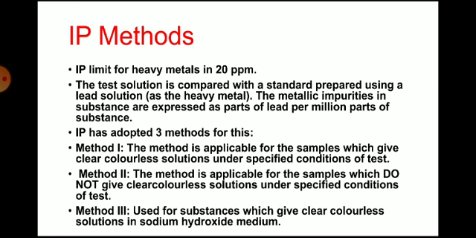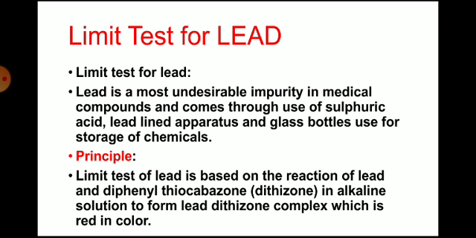The Indian Pharmacopoeia adopted three methods. Method 1 is applicable for samples which give a clear colorless solution under specified conditions of the test. In method 2, the sample does not give a clear colorless solution under specified conditions. In method 3, it is used for substances which give a clear colorless solution in sodium hydroxide medium.